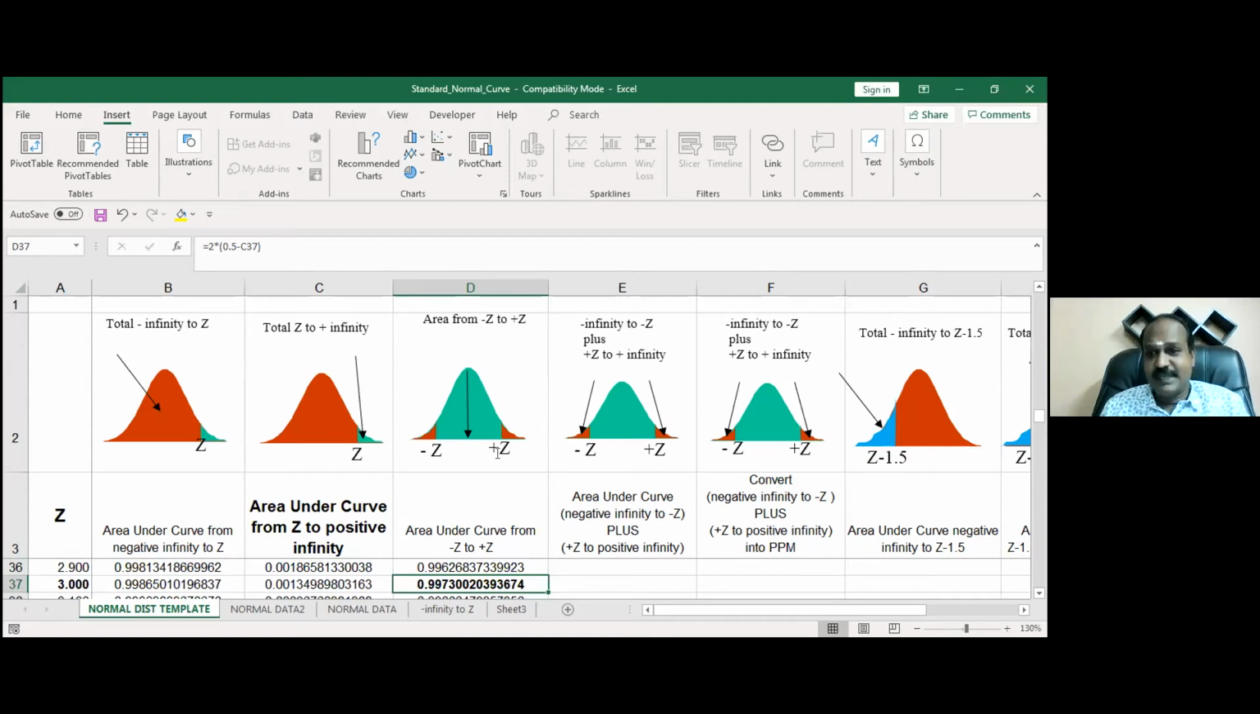But where is your Z? Z is there on the right side. Z is there on the left side. This is a two-tailed study. Clear? All of you are with me so far?